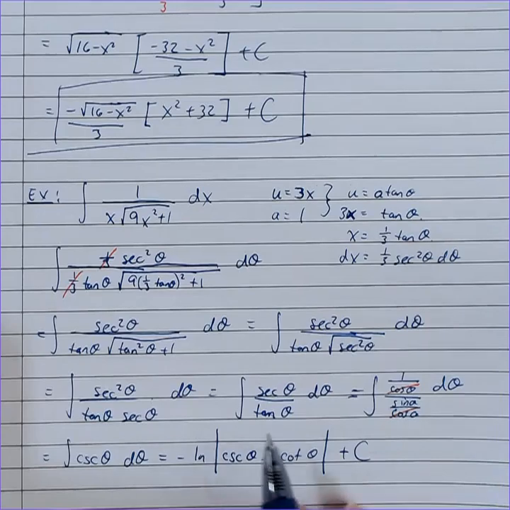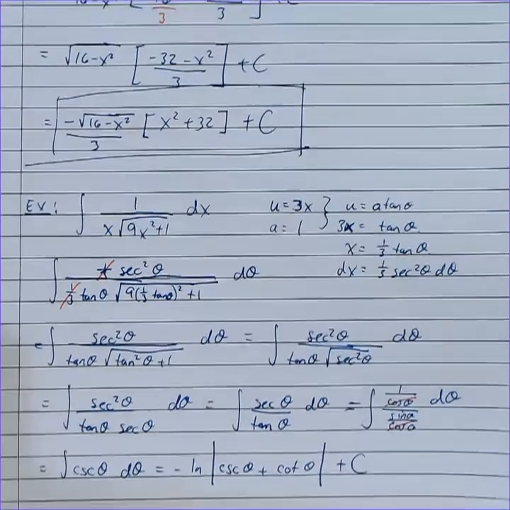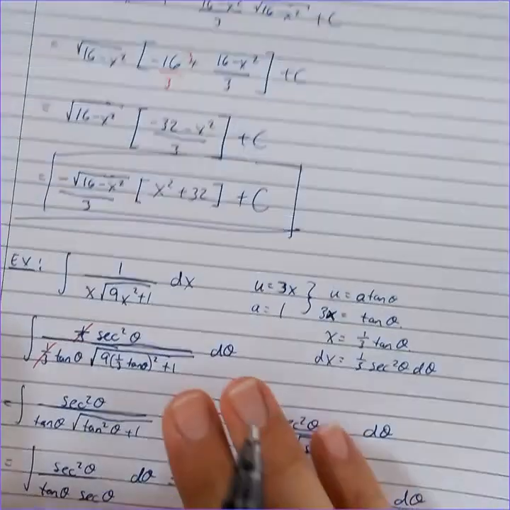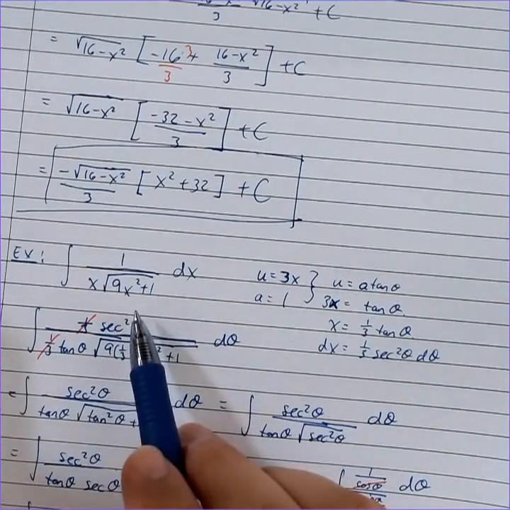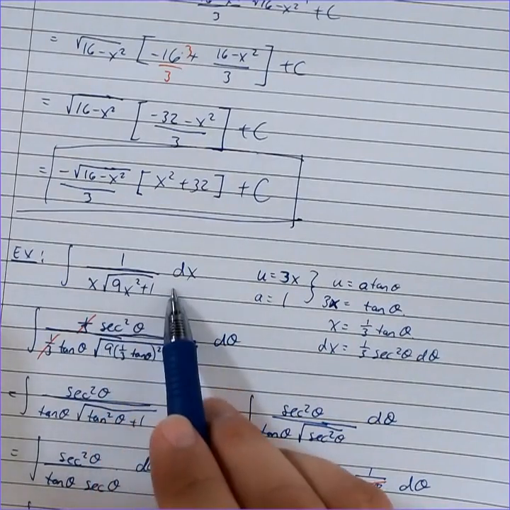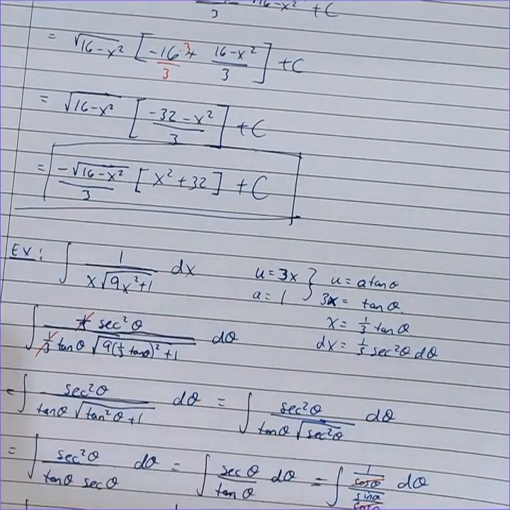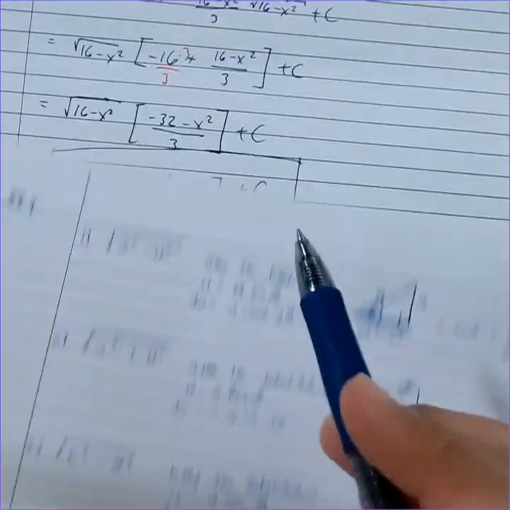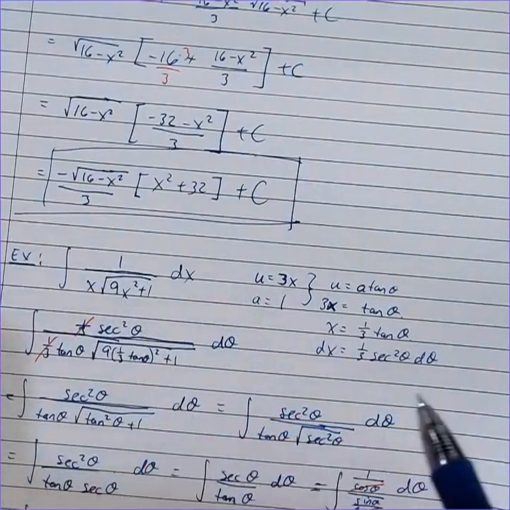Now here, that's our result, but that's in terms of functions of theta. We don't want functions of theta. We want to go back in terms of x. So let's go ahead and go back using our triangle. After all, we have this expression here, 9x squared plus 1 under a square root. That has to be the hypotenuse of some triangle. That's that longest side, right? It's the sum of two squares.